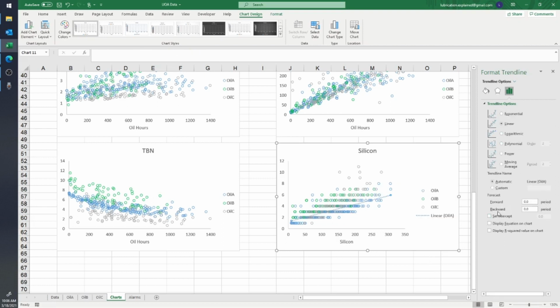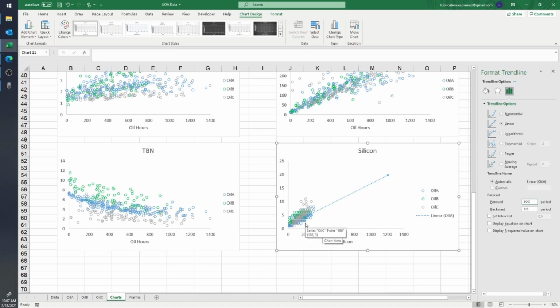I'm going to forecast forward by another 300 hours, and what you can see is iron is still only projected to be 10 parts per million. Now I'm going forward 600 hours, 16 parts per million, 900 hours, we finally get to 20. So what this is saying is we are condemning our oil at 200 parts per million, and that is getting us about 1,000 oil hours.